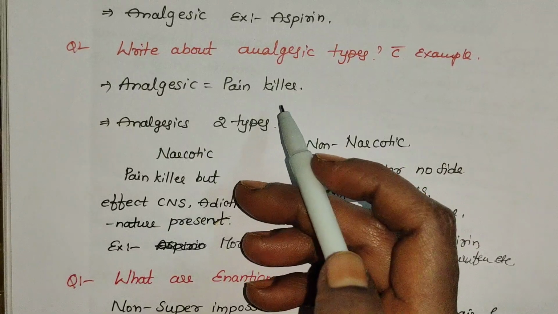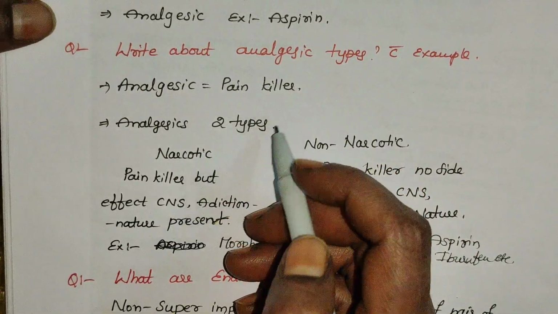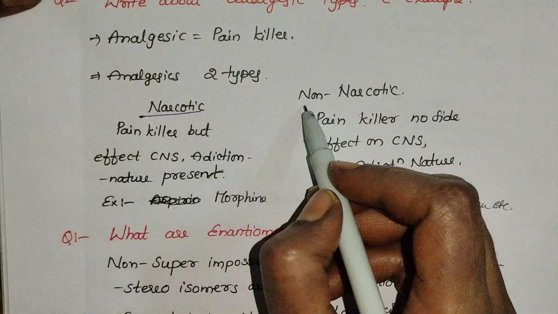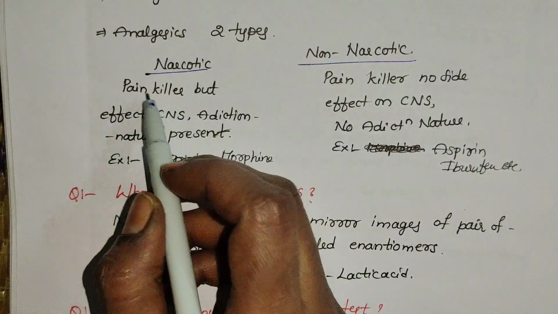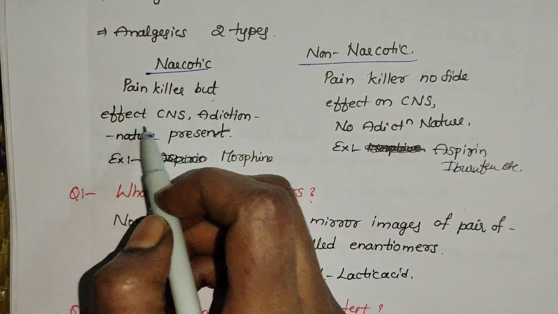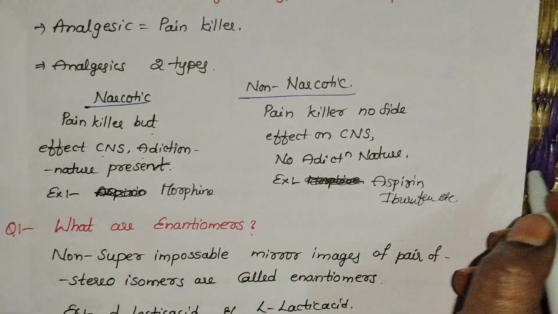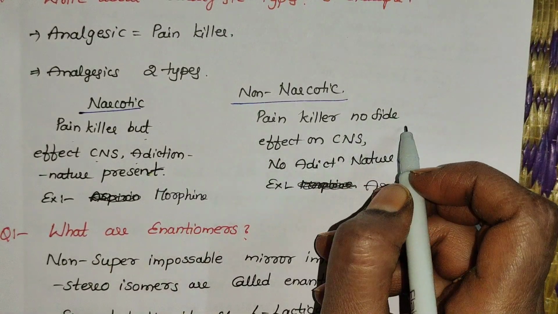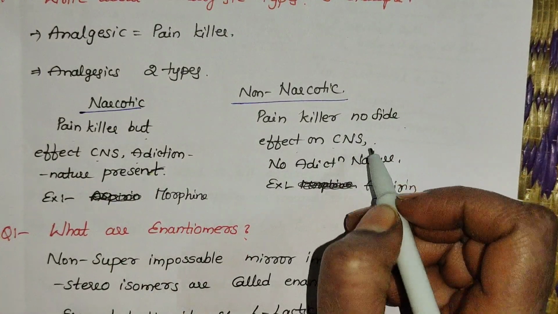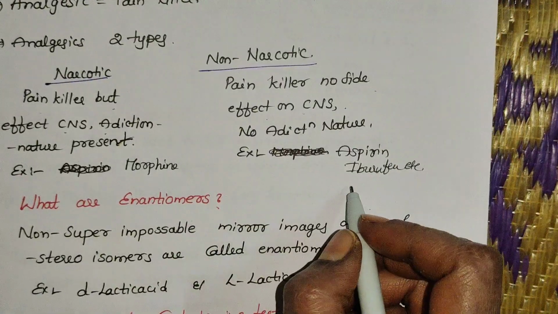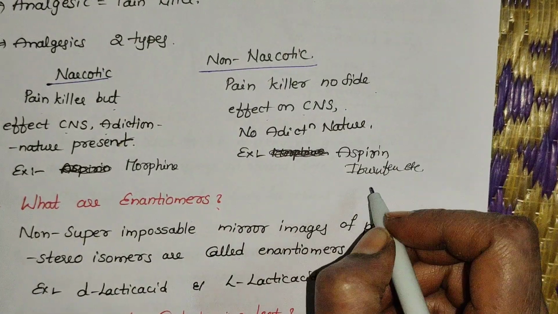Next, write about analgesic types with example. Analgesics are two types: one is narcotic and another one is non-narcotic. Narcotic is a painkiller, but it affects the central nervous system and has addiction nature. Example, morphine. Non-narcotic is a painkiller with no side effect on the central nervous system and no addiction nature. Examples are aspirin and ibuprofen.